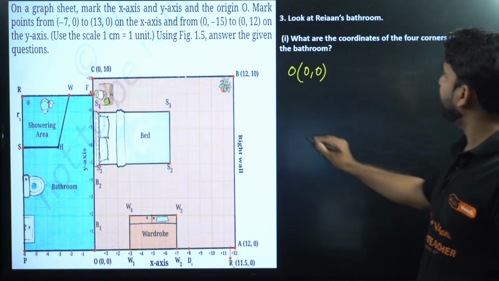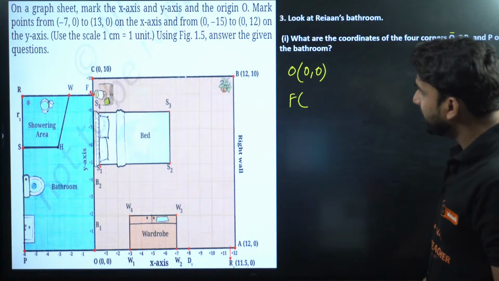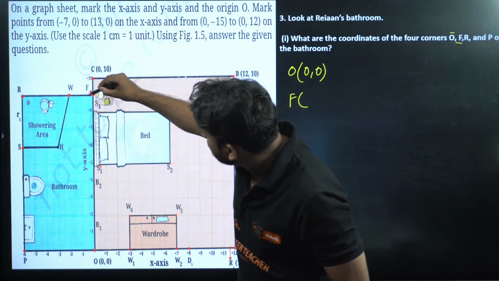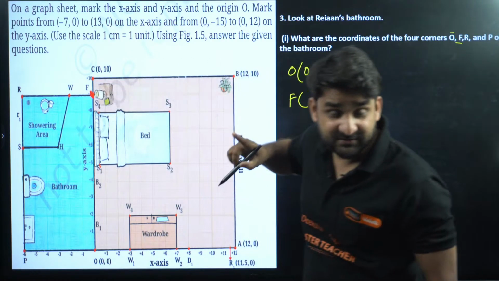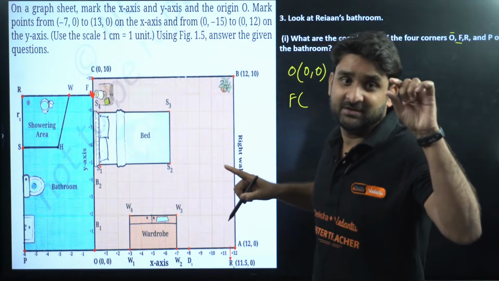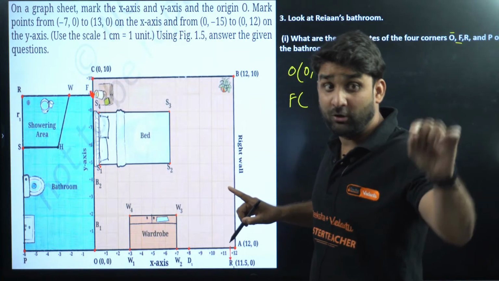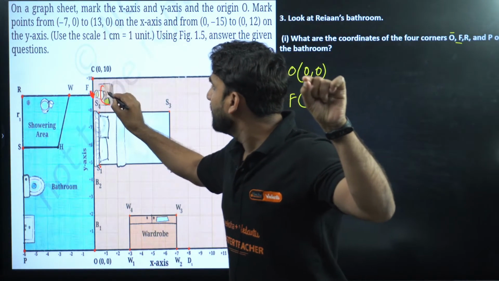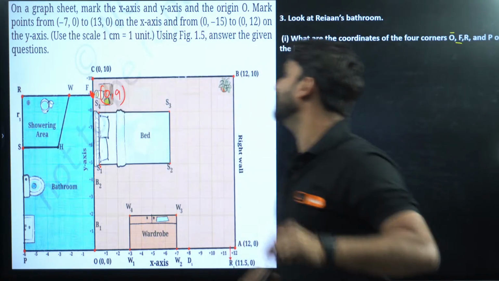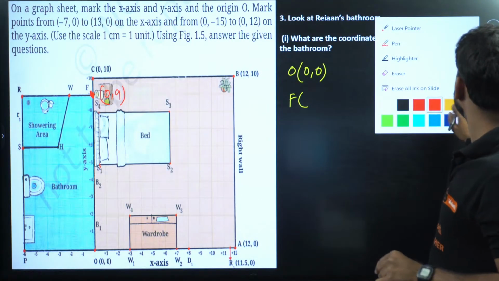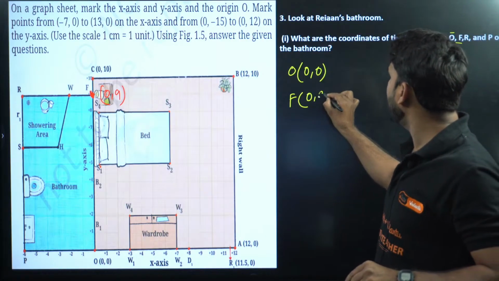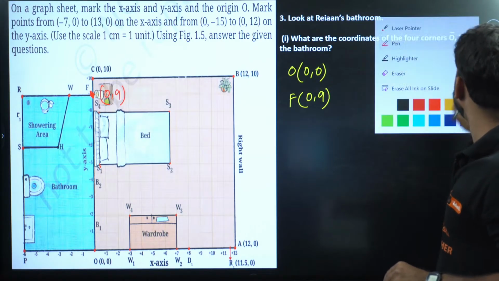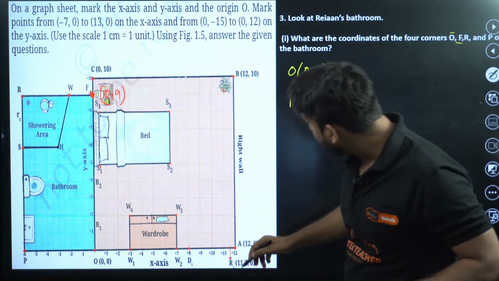Now the coordinate of F, what will be the coordinate of F? Where is F, champions? So F is here. This is F. Here is F. And F is on y-axis. If the point is on y-axis, the x coordinate will become 0. So this will be 0, y coordinate is 9. So F will become 0, 9. Now moving to next, third. Third is which coordinate, champion? R coordinate. Where is R?